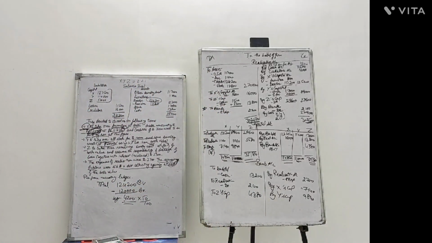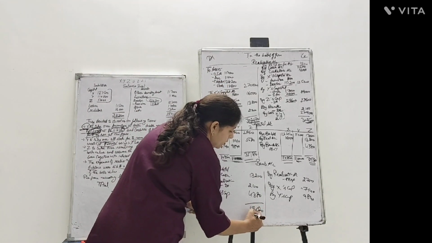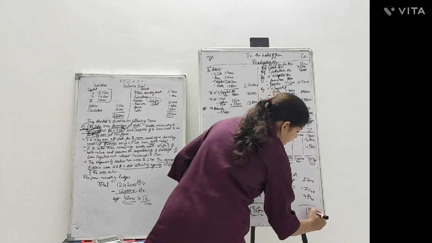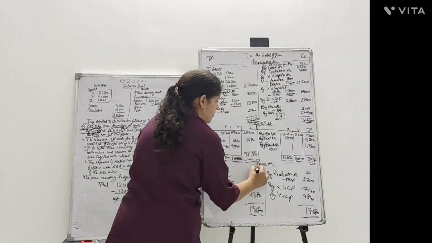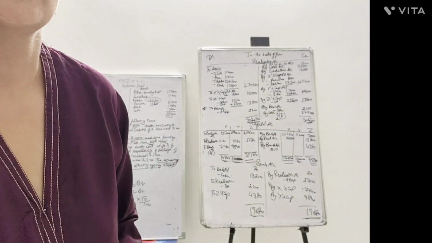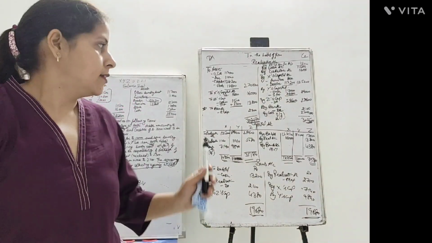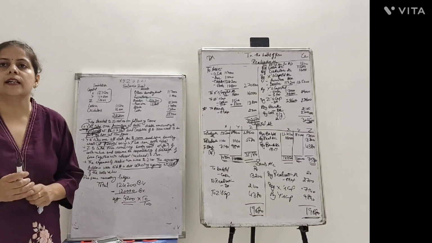So what is the total of the bank account here? 19,680, 19,680 on both sides. So my debit is equal to credit. So my question is completed here. So that is how, this is a very important question. The adjustments over here have been done in the points for you.